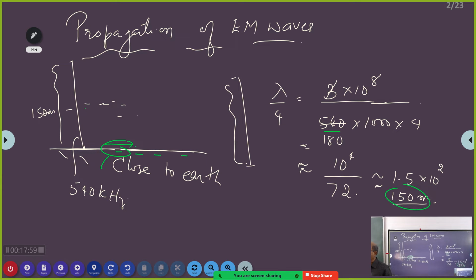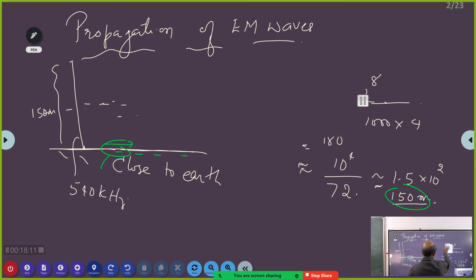So another mode of radio propagation is space wave. A space wave travels in a straight line from a transmitting antenna to a receiving antenna. Space waves are used for line of sight communication. Here one thing you have to all understand.